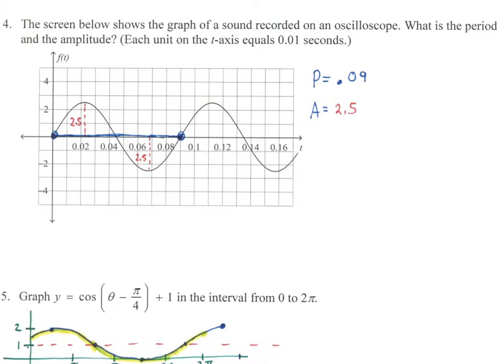For this problem, we want the amplitude and the period. To get the period, all we're looking for is from the beginning to the end of the cycle. So it ends right there. That is between these two numbers, between 0.08 and 0.1, that's 0.09. So that's the period. And the amplitude is how high and low the hill and valley are. If you look at this carefully, that's 2.5. It goes up 2.5 and down 2.5, so that's your amplitude. It's okay to have decimals because that's the increments.